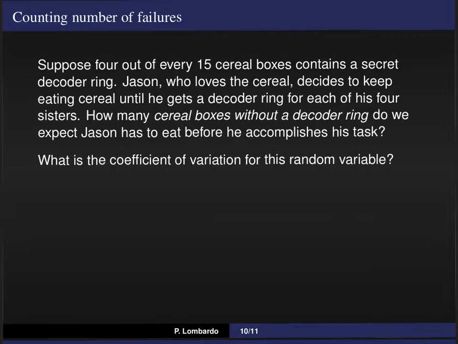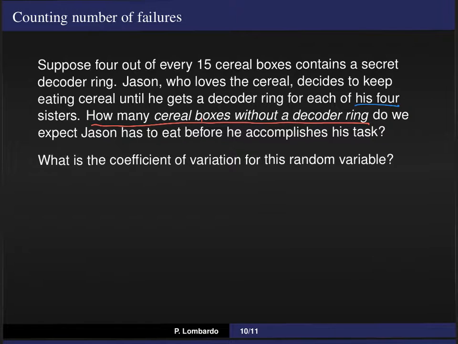So suppose 4 out of every 15 cereal boxes contains a secret decoder ring. Jason, who loves the cereal, decides to just keep eating cereal until he gets a decoder ring for each of his 4 sisters. How many cereal boxes without a decoder ring do we expect Jason has to eat before he accomplishes this task? All right, so this is kind of interesting language here. We're asking about how many cereal boxes without a decoder ring do we expect Jason has to eat.